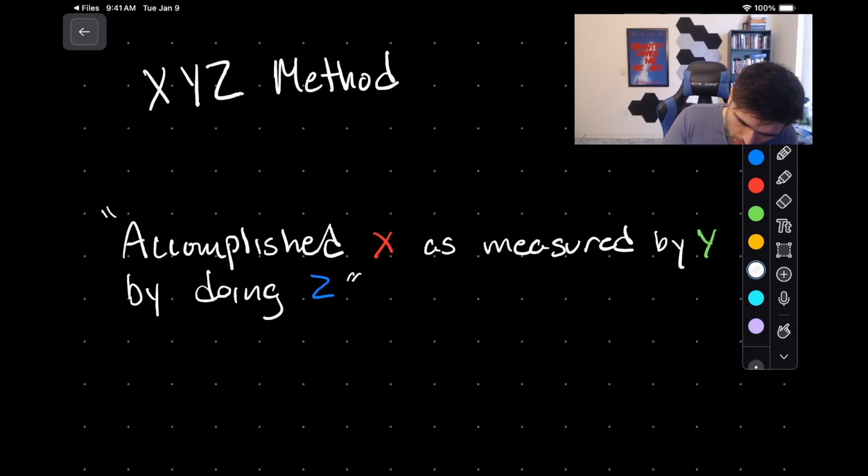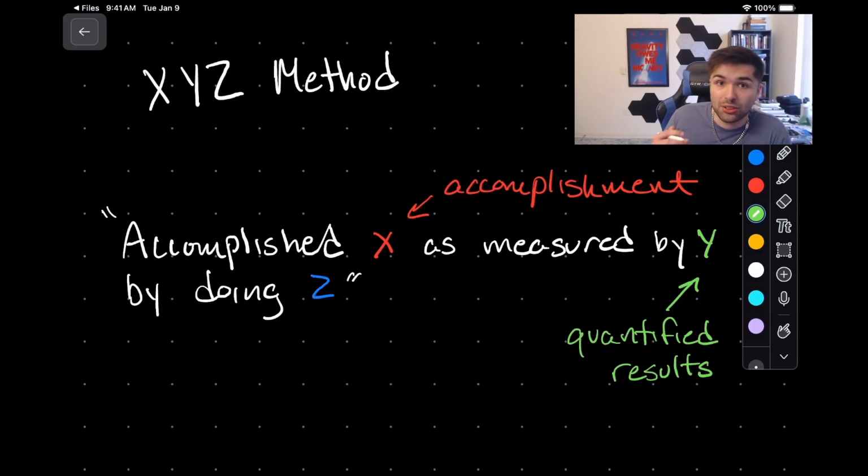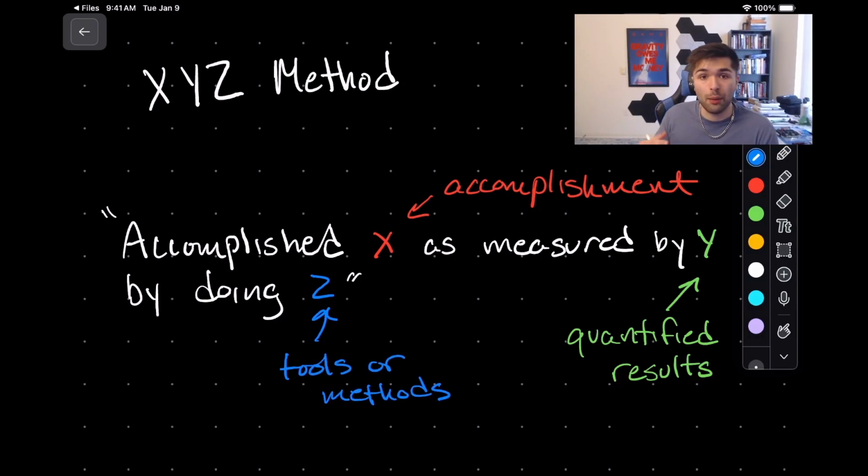X, also unsurprisingly, is the accomplishment. You accomplished your accomplishment. What did you actually do? Like, what was the achievement? As measured by Y is your quantifiable results, right? In other words, potential employers want to know that your efforts towards whatever this accomplishment was actually resulted in substantive, traceable output. And that's what Y is all about. Y is about proving what you did was actually an accomplishment by backing it with some numbers. And then lastly, Z is all about the tools or methods you use to accomplish what you did. So accomplish X as measured by Y by doing Z.